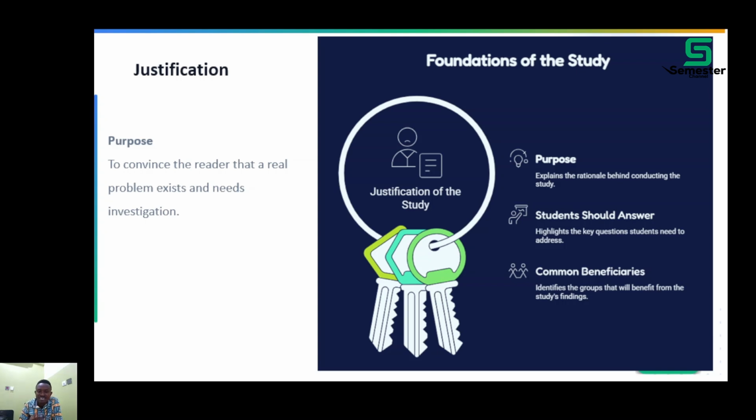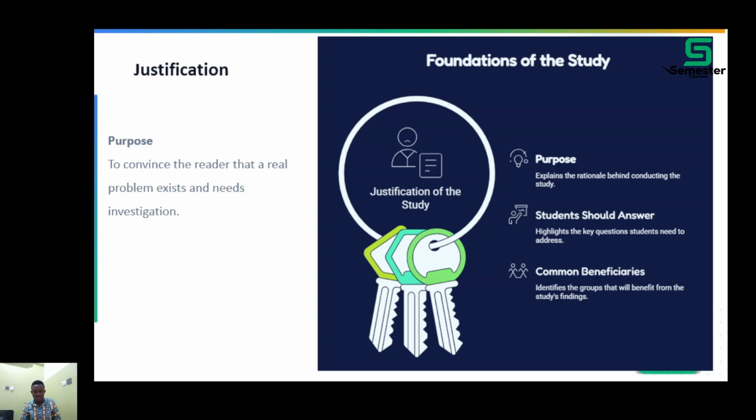So you have to explain the rationale behind the whole thing. And then you should answer key questions that need to be addressed. Okay, and then you should also state common beneficiaries or stakeholders, right? So you can state that once we know the factors that contribute to caregiver issues, we can then inform clinicians, we can inform public health specialists, we can even inform the Ministry of Health that these are the factors we've unearthed in our research, right?